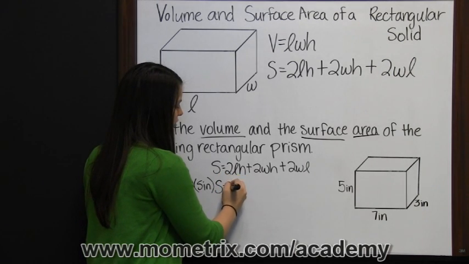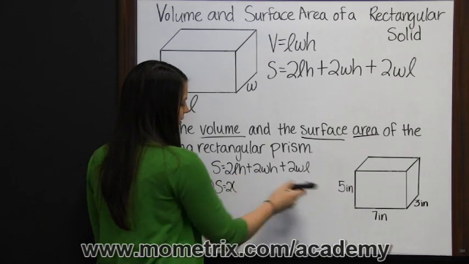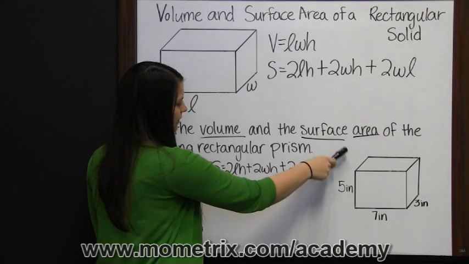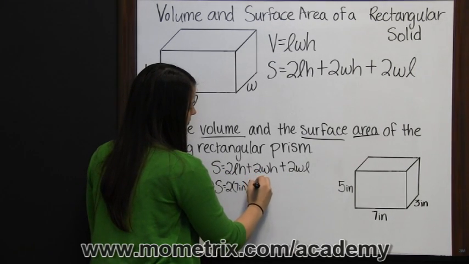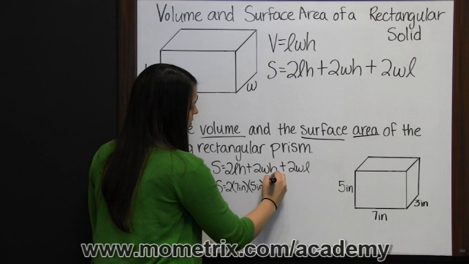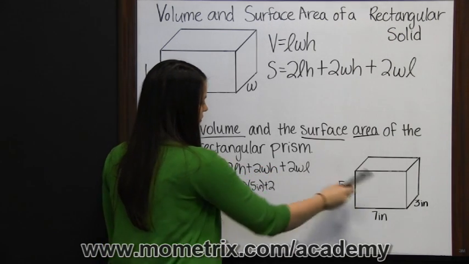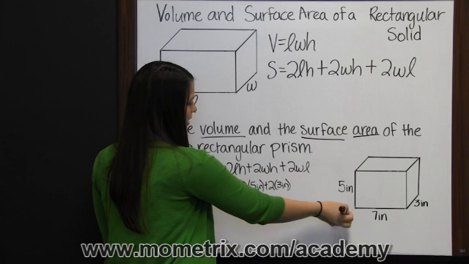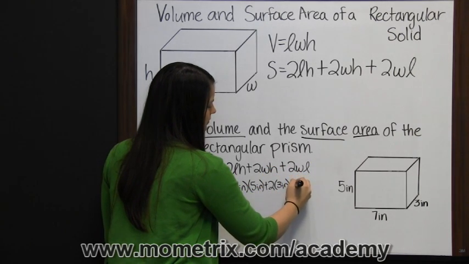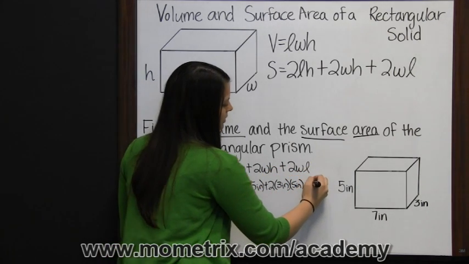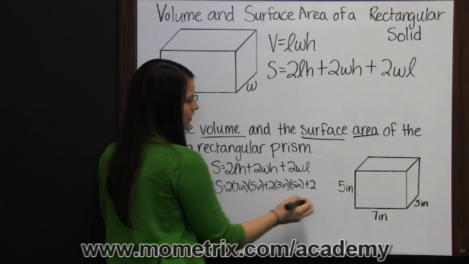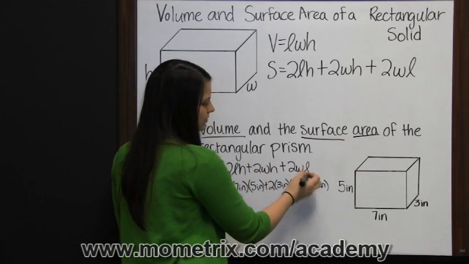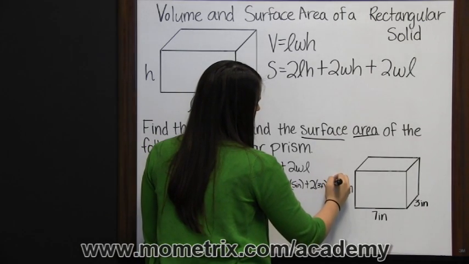Surface area is 2 times the length, 7 inches, times the height, 5 inches, plus 2 times the width, 3 inches, times the height, 5 inches, plus 2 times the width, 3 inches, times the length, 7 inches.